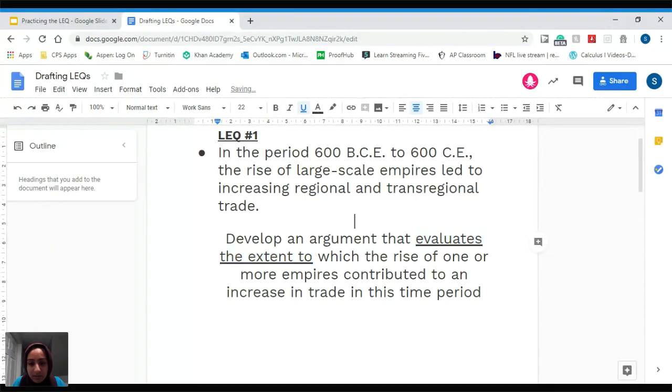Now, what is it telling me to evaluate the extent? It's saying to which the rise of one or more empires contributed to increase in trade in this time period. So I'm probably just going to highlight this so I know what it's telling me to do. Evaluate to the extent, how much. That's what it's asking me to do. And what it's asking me to do it to is these empires. Did the rise of one of these empires in this period contribute to an increase in trade?